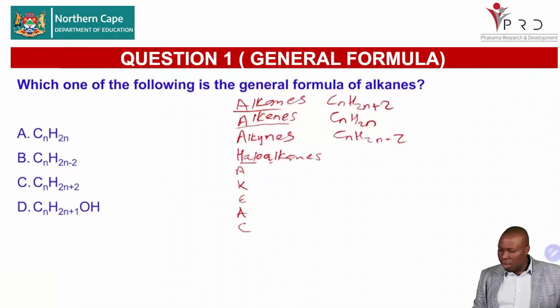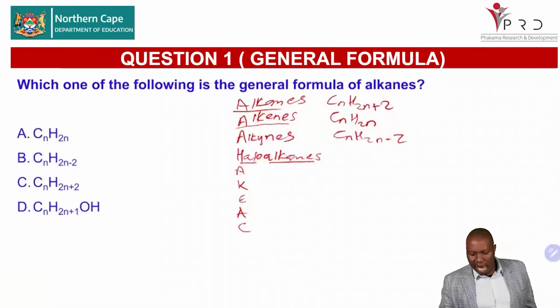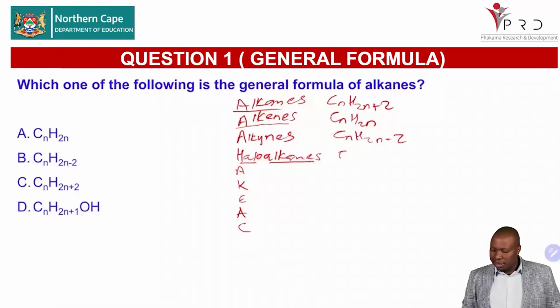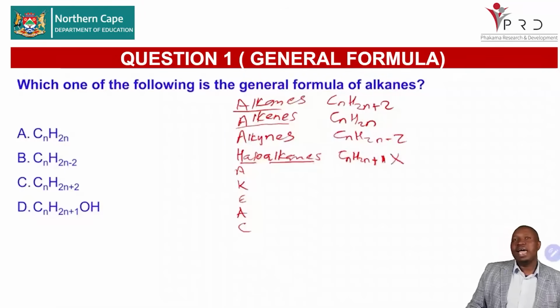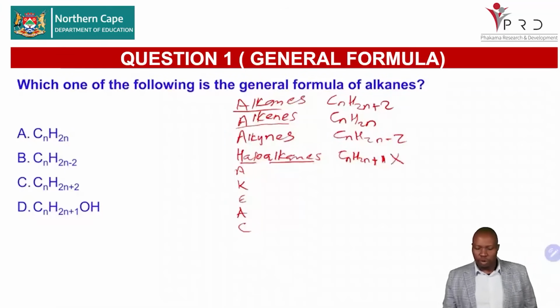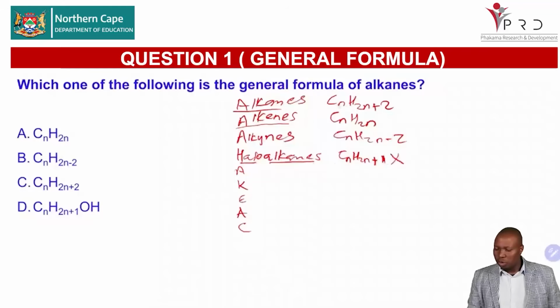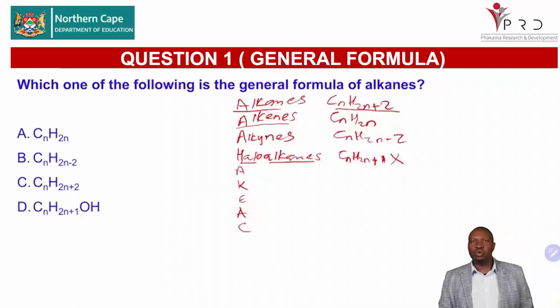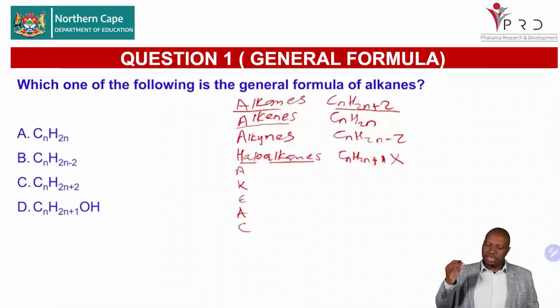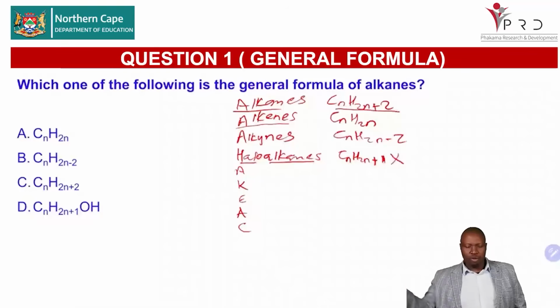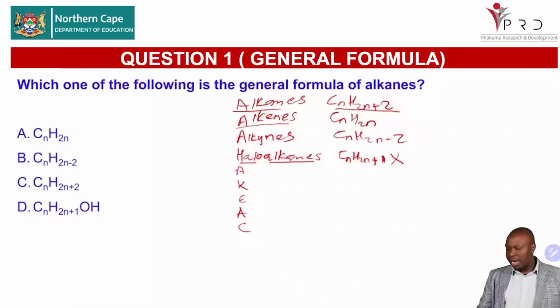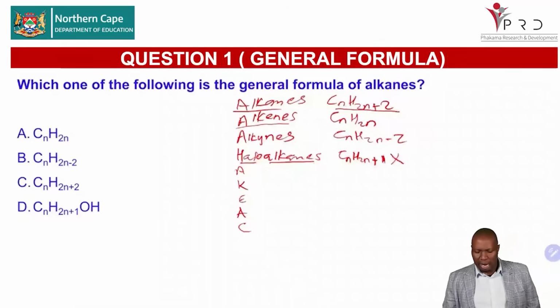So a haloalkane will still be CnH2n plus, but it won't be plus 2 because we are removing 1 hydrogen. So it will be plus 1, and then where the halogen is, we put X. Remember, X stands for halogens, hence we call them haloalkanes. So you look at the alkane, CnH2n plus 2, you remove 1, then we have CnH2n plus 1, then you put X for halogens, and that is our haloalkanes.